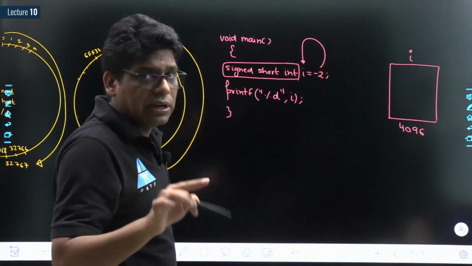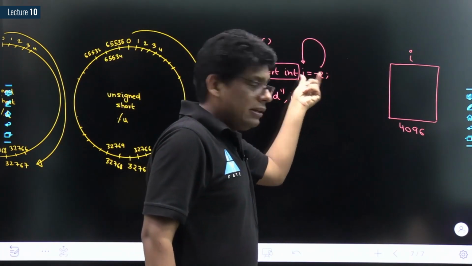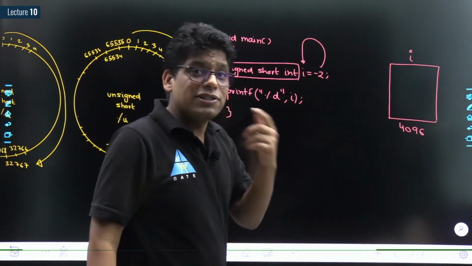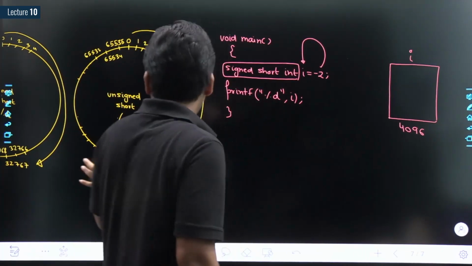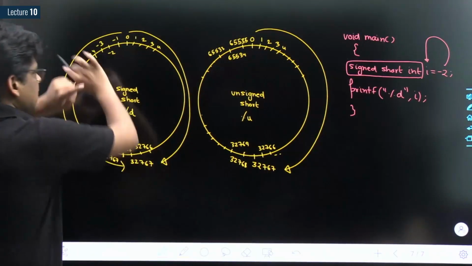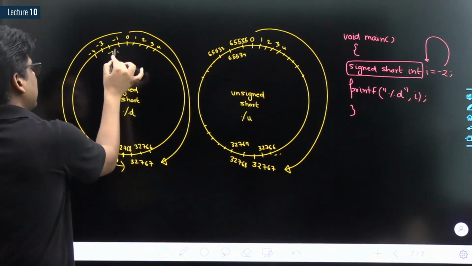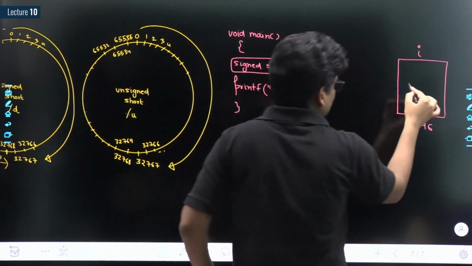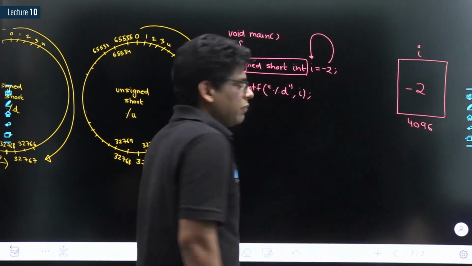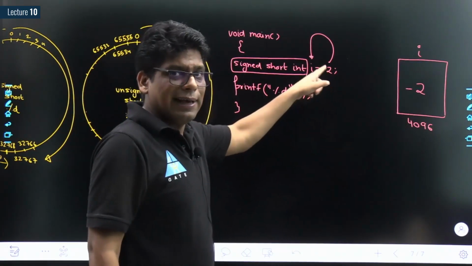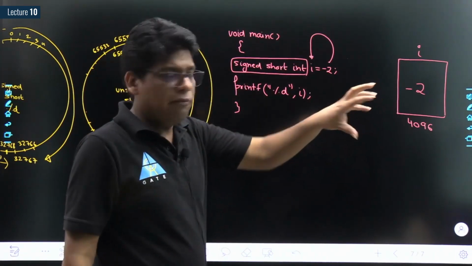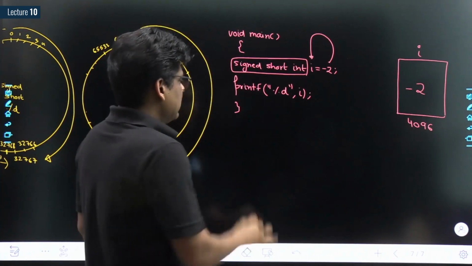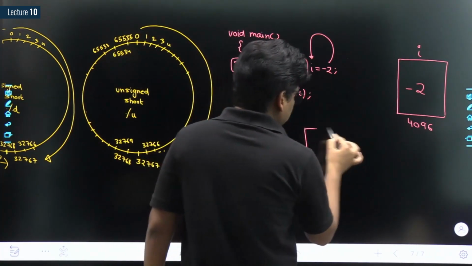First, compiler will check: sir, does minus 2 fall in the circle for signed short int? Let me check. Sir, is there minus 2 anywhere? Yes, minus 2 is here. That means everything is okay. This minus 2 can be stored inside i, as it belongs to that circle for signed short int. Minus 2 will be stored inside i. Perfectly okay.